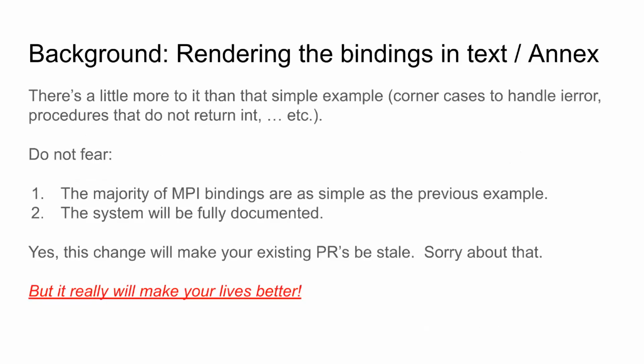All right. Now, there's a little more to it than that, of course. There are some corner cases, like to handle IR and some procedures that don't return int, and so on. But the vast majority of it is as simple as the one I showed in the previous example, and we're going to fully document it. Now, this does have the side effect, and I'm sorry, it will make existing pull requests stale because you'll have to go back and redo your bindings, and I'm sorry about that. But honestly, in the long term, things will be significantly better after this change.